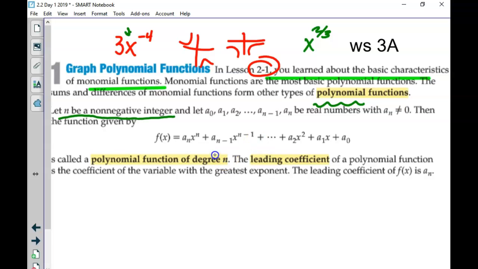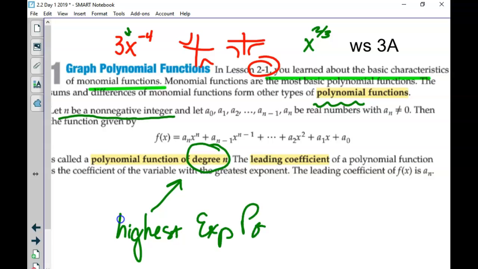What does the degree of a polynomial mean? In my brain, it just means the highest exponent power. Does that make sense, guys? The degree is the highest exponent power anywhere in the problem. And the leading coefficient is whatever the big number out in front of that is. Does that sound familiar now?